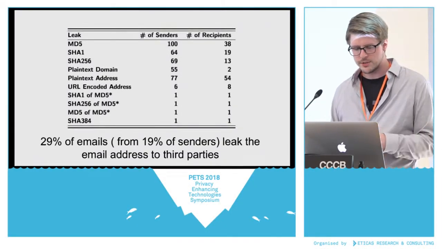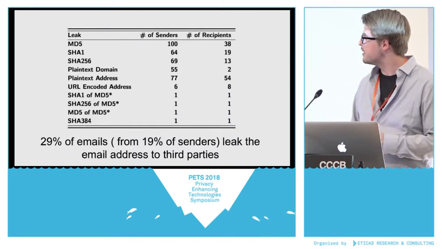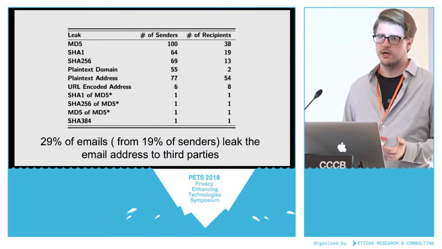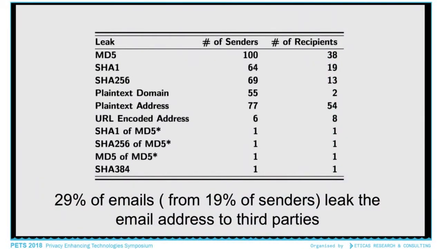And we found that 30% of the emails we received from about 20% of the senders leaked the user's email address, either hashed or in plain text. And as you can see here, MD5 was the most common. That was one where we saw people basically leaking an email address and sharing that leaked and hashed address with a bunch of different companies. And then we saw a bunch of other ones, which SHA-1, SHA-256, and even some misuses where they double hash that didn't seem to be intentional.